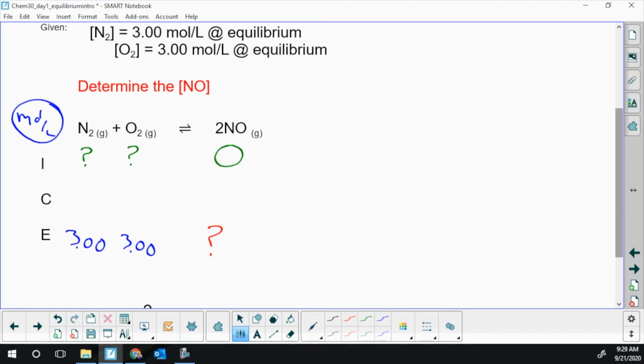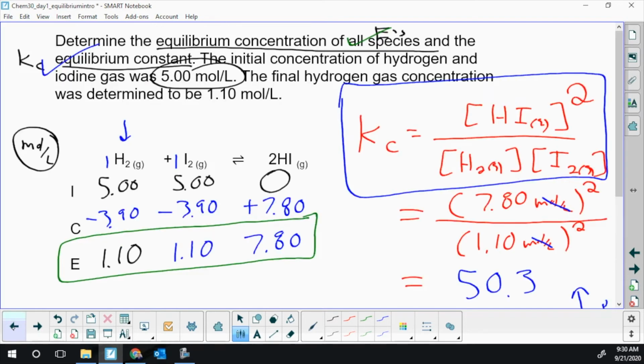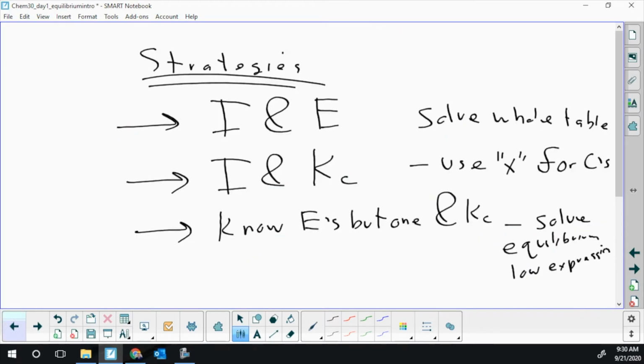Strategy-wise, we don't know a column, so we can't just fill out the whole ICE table. We've seen examples of that already. We don't know an I and a KC. We don't have any I's that we know their value other than the 0 one, which doesn't help. Okay? But we know 2 of the E's but 1, and we know the K value. So this is the bottom strategy on the list I gave you. It's the least tested. Okay. No I's, all E's but 1, and a KC.